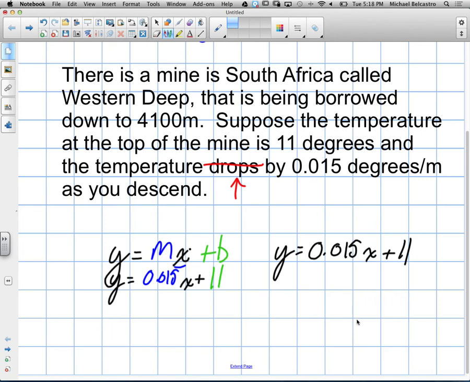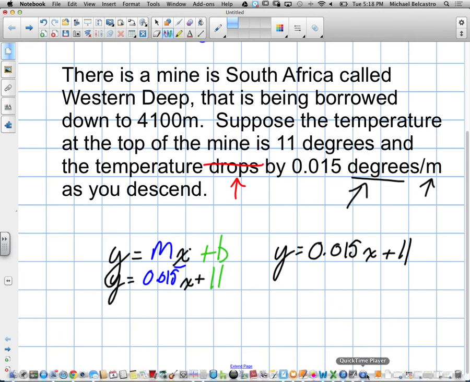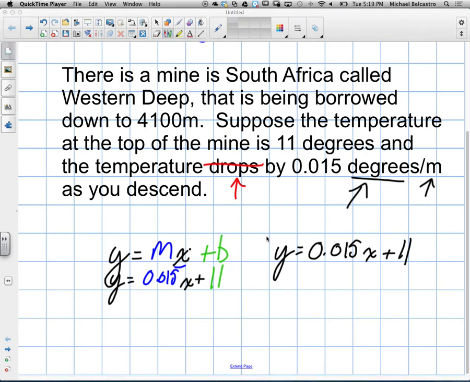A lot of times in function notation, they'll name a variable to reference part of the question. So in our question, we're going to say that our x is our meters. Depending on how many meters we descend, our degrees are going to change. So we have our linear equation.